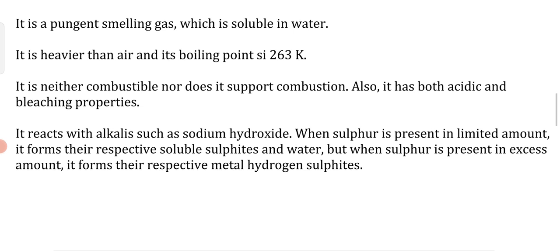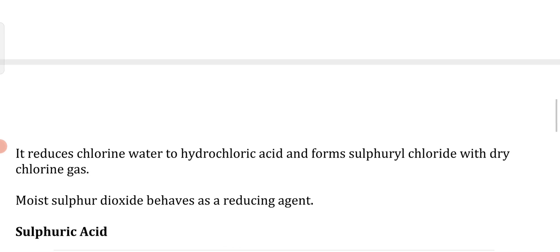And next, it reacts with alkalis such as sodium hydroxide. When sulfur dioxide is present in limited amount, it forms the respective soluble sulfites and water. But when it is present in excess amount, it forms the respective metal hydrogen sulfites. I think all of you can understand up to this.